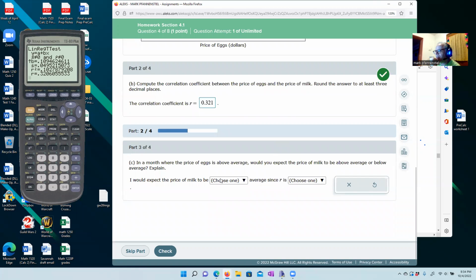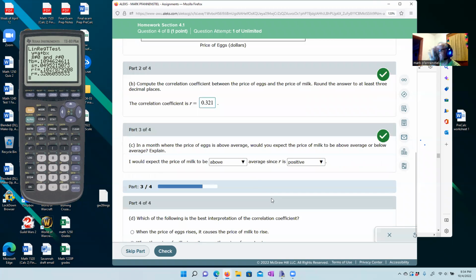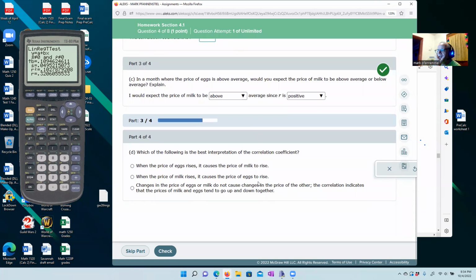So I would expect the price of milk to be above average since R is a positive correlation. If there's a month where the price of eggs is above average, I would expect the price of milk to also be above average, because they're going to be moving in the same direction. They're both agricultural products, so whatever lurking variable is there is probably going to be affecting both, maybe not equally, but both are affected. So check, hooray, and then we can move on with our lives.